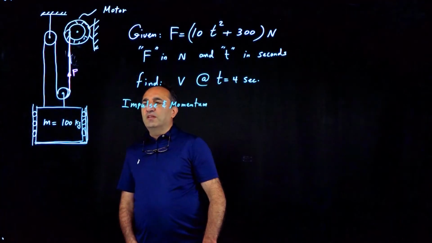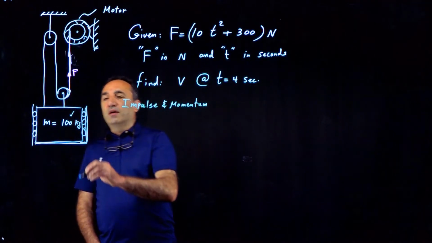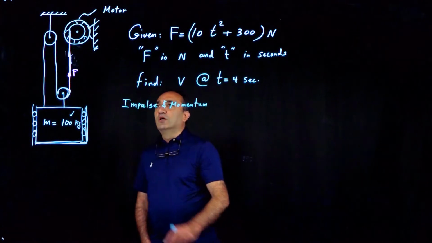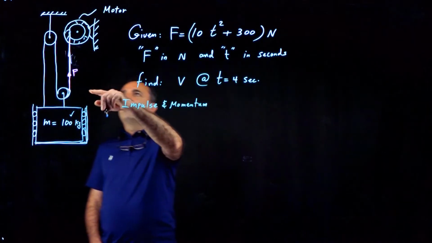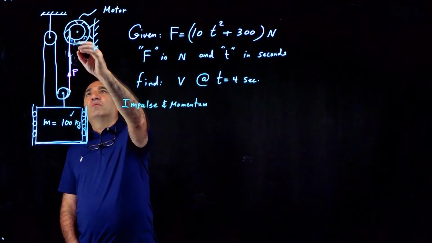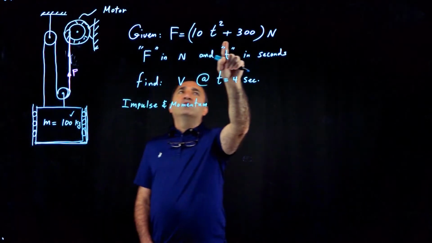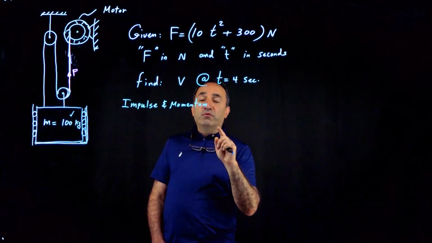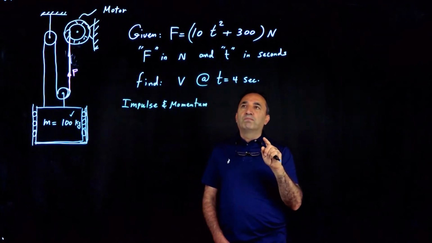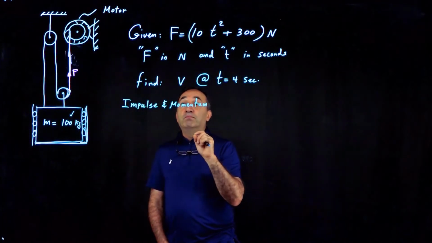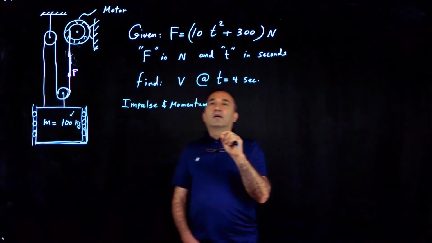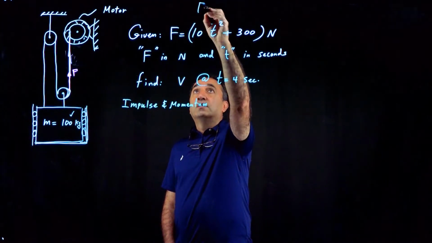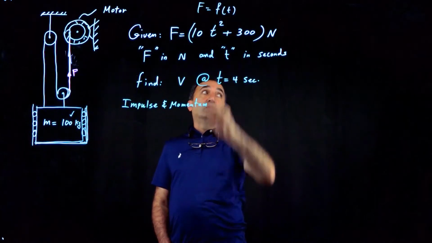Okay, so the problem states that we have a load, a crate of 100 kilograms, being lifted by this hoisting mechanism, where the force coming from the motor is given to be a variable force. Anytime you have a variable force, and your variable force is a function of time, a convenient method would be impulse and momentum. So when force is a function of time, that's what you want to do.